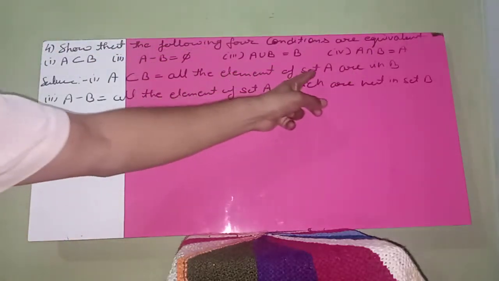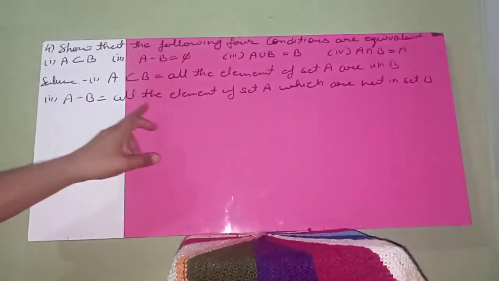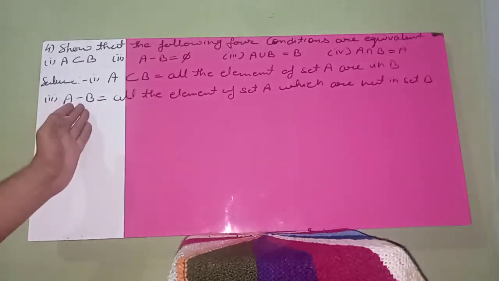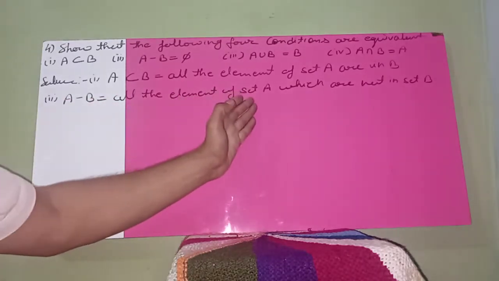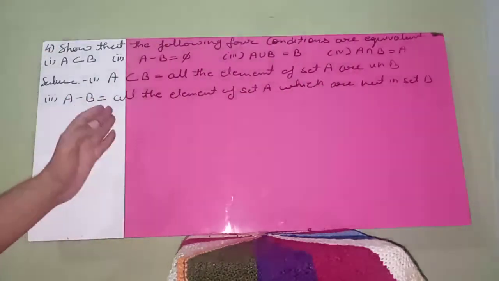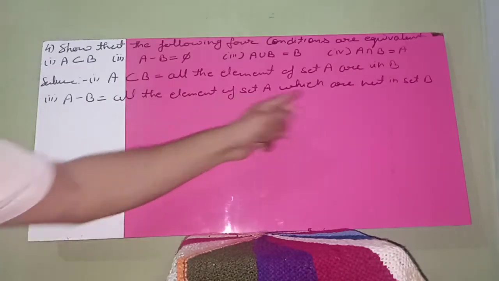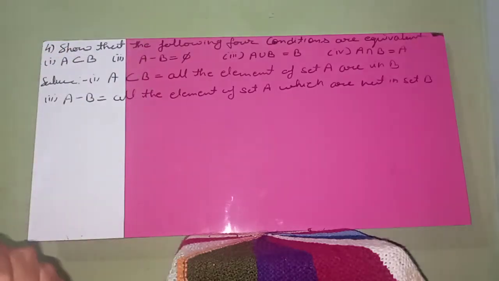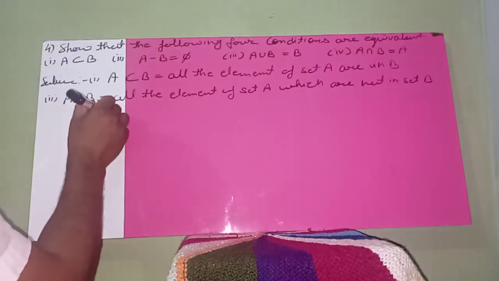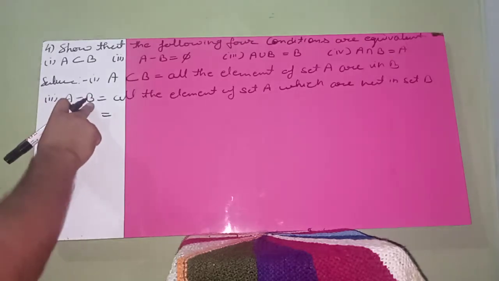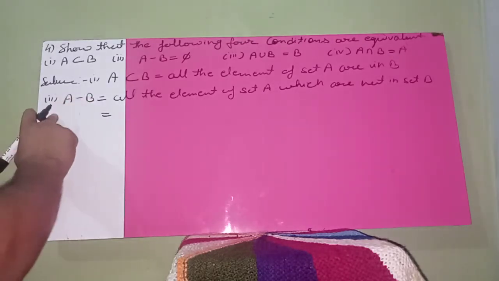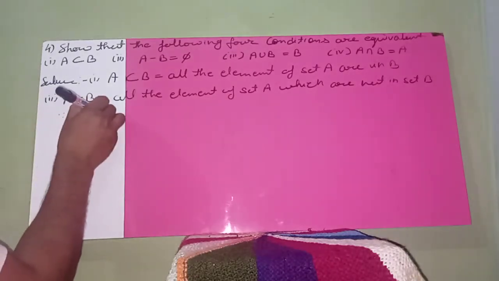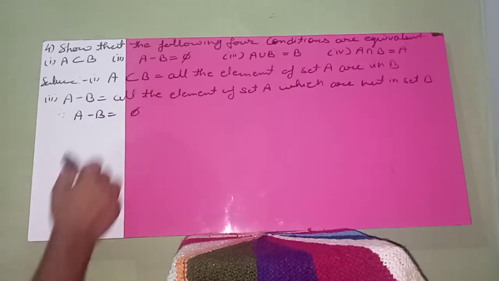It means set A के सारे एलिमेंट हमारे set B में हैं. So the second condition क्या कह रहा कि हमको A minus B में कौन से एलिमेंट लेने हैं? All the elements of set A के लेने हैं which are not in set B. तो सेट A के सारे एलिमेंट लेंगे जो सेट B में नहीं हैं. But the first statement क्या कह रहा कि सेट A के तो सारे एलिमेंट सेट B में हैं. So it means because we have A minus B equal to empty set.